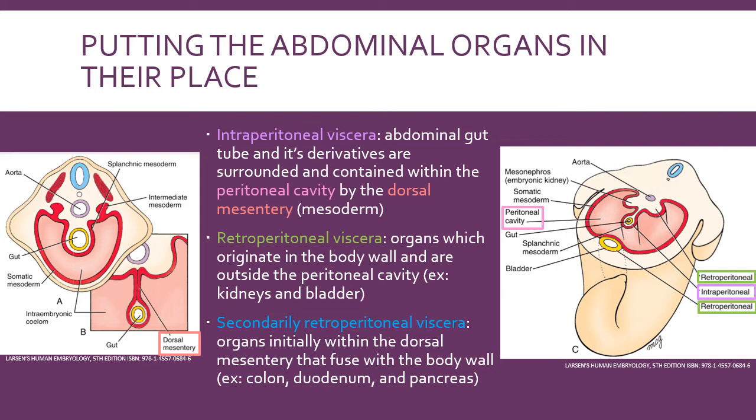The confusing ones are the secondarily retroperitoneal viscera. These are organs that started as derivatives of the gut tube, so they started within the dorsal mesentery, but they end up fusing to the body wall and ultimately being outside the peritoneal cavity. And that's things like your colon, your duodenum, and your pancreas.